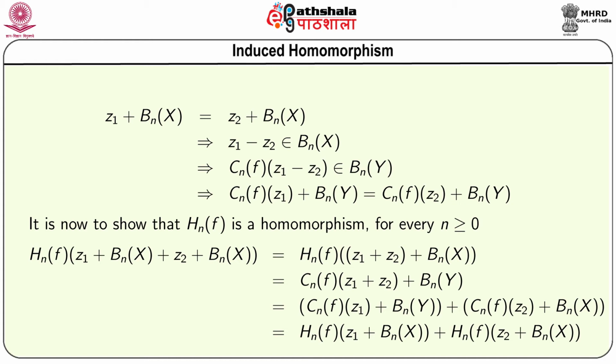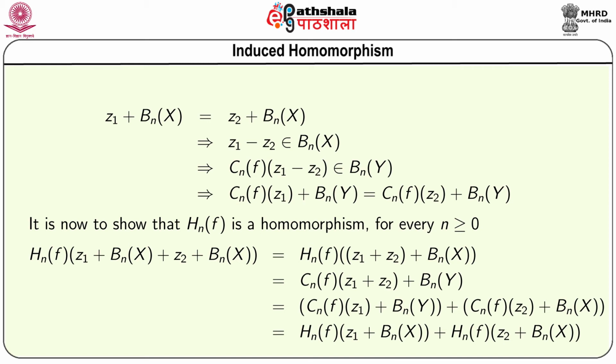It is now to show that Hn(f) is a homomorphism for every n greater than or equal to 0. Now, Hn(f) operating on the sum of two elements of Hn(x), that is (z1 plus Bn(x)) plus (z2 plus Bn(x)), will be equal to Hn(f) operating on (z1 plus z2) plus Bn(x), by the definition of addition in the quotient group. But that is equal to Cn(f)(z1 plus z2) plus Bn(y), by the definition of Hn(f).